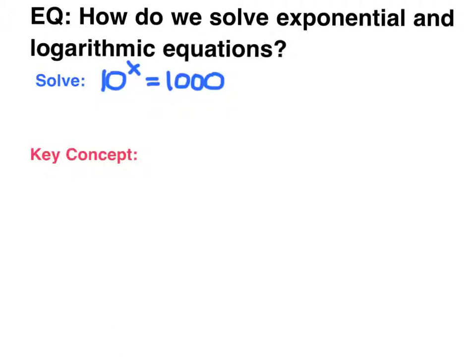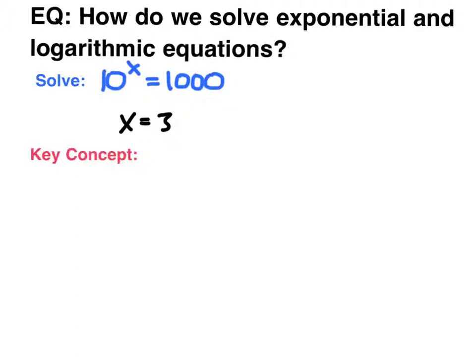We could solve this without using any special rules. 10 to what power equals 1,000? 3. 10 to the third power is 1,000. So right now we'll just say x equals 3.